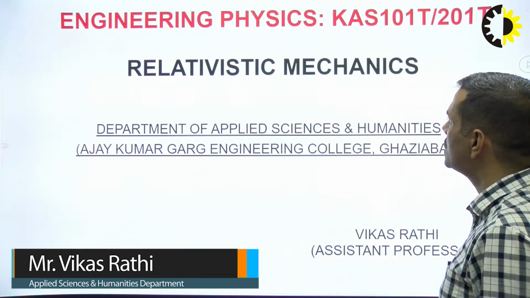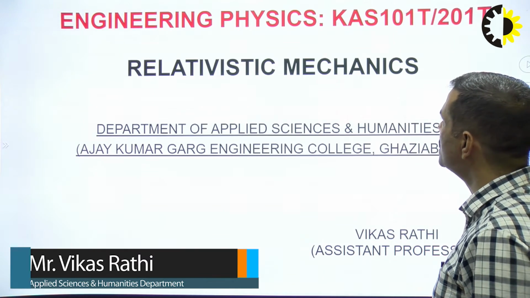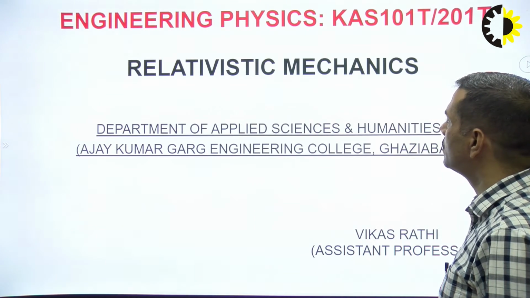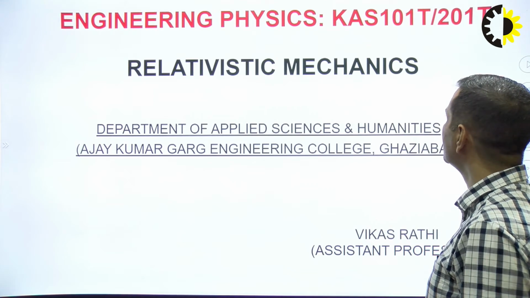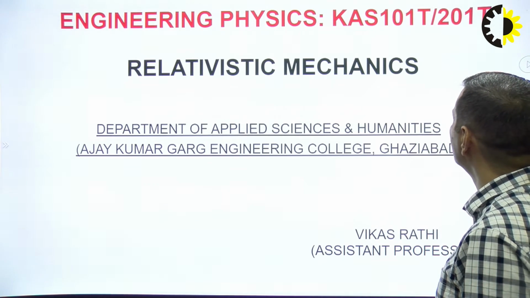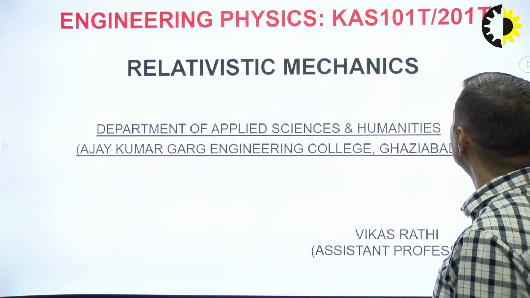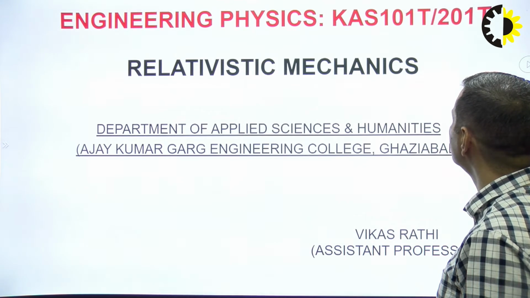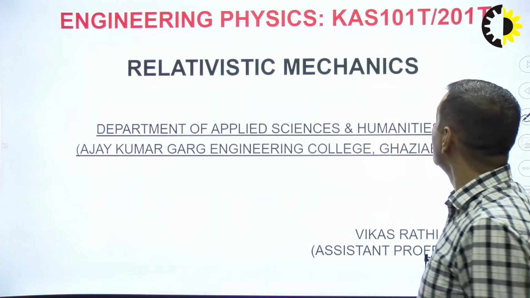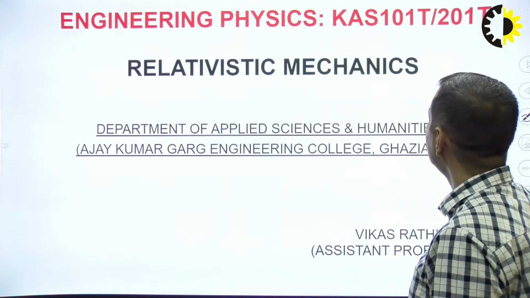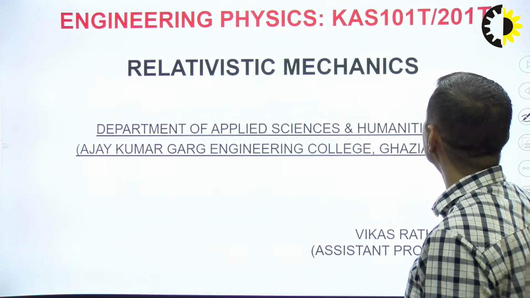Today I am going to discuss engineering physics, because this is the name of the subject which I am going to discuss today, and the code is KAS 101T or 201T. Basically in our odd semester the subject code is KAS 101T and in even semester it is 201T. So T here represents theory.